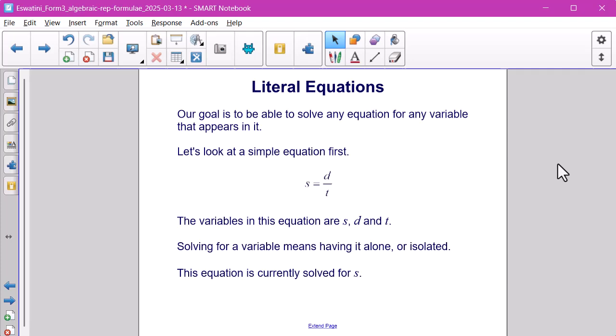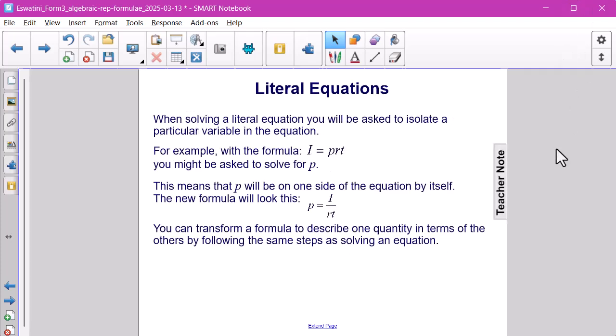In some cases, it is actually easier to work with literal equations since there are only variables and no numbers. Our goal is to be able to solve any equation for any variable that appears in it. Let's look at a simple equation first, speed equaling distance divided by time. The variables in this equation are s for speed, d for distance, and t for time. Solving for a variable means having it alone or isolated. This equation is currently solved for s, or the speed.